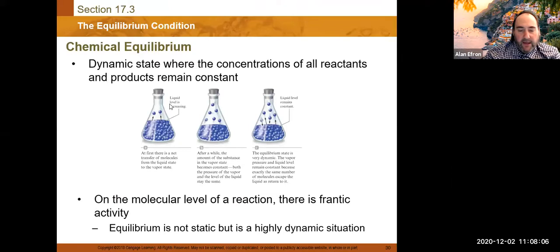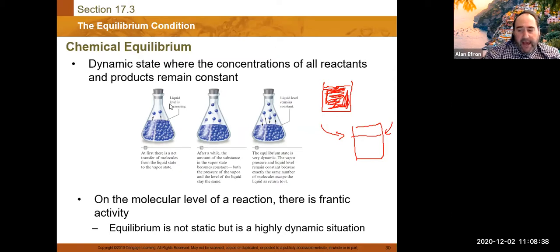So when we talk about chemical equilibrium, it's a dynamic state where the concentrations of reactants and products basically remain constant. But sometimes, if we were to look at a beaker that was going to equilibrium, and maybe it started out kind of reddish, and then you looked at the beaker later and it looks a little bit colorless at that point, you could be looking at the colorless beaker and go, oh, the reaction's over.